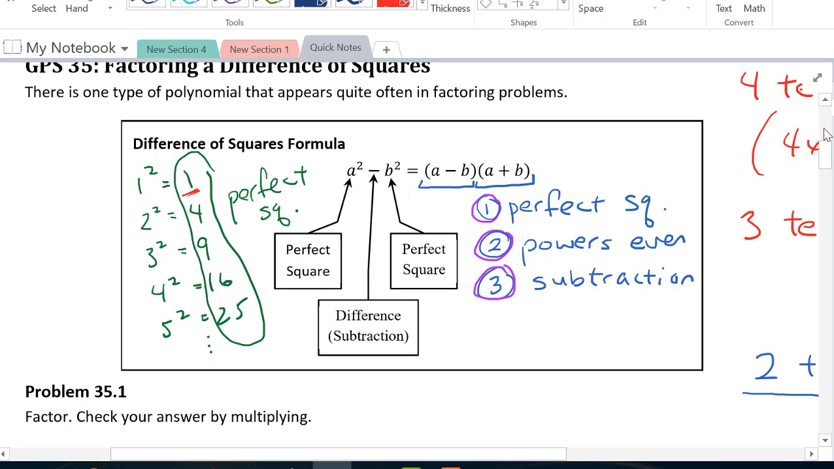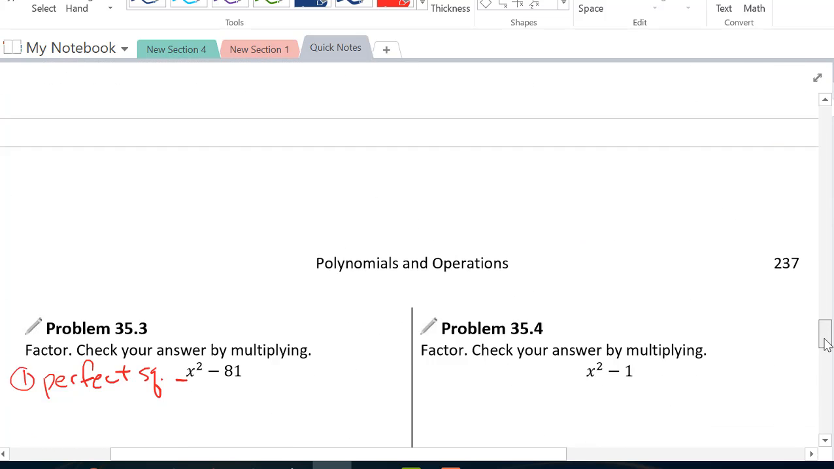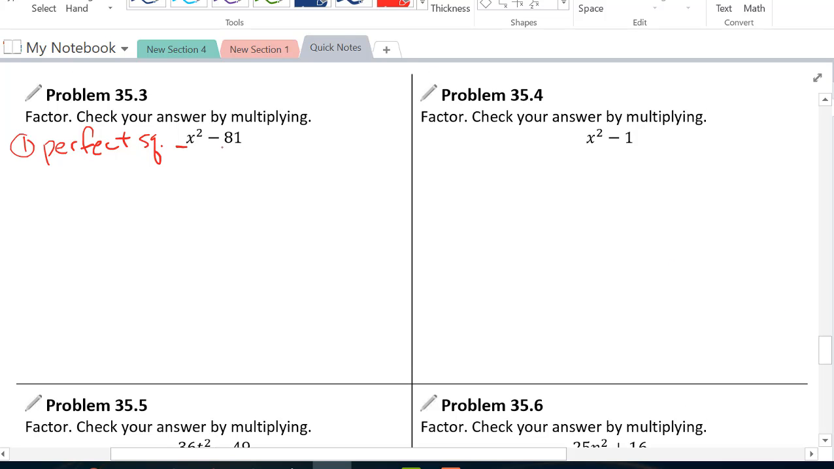Okay? And let's look at our other coefficient. It's 81, the other number, right? Is 81 a perfect square? Yes, it is. If you kept going down the list, you would have noticed that 9 squared is equal to 81. So yes, 81 is a perfect square. So good, we have 1 and 81. They're both perfect squares. So the first condition is met. How about the second condition?